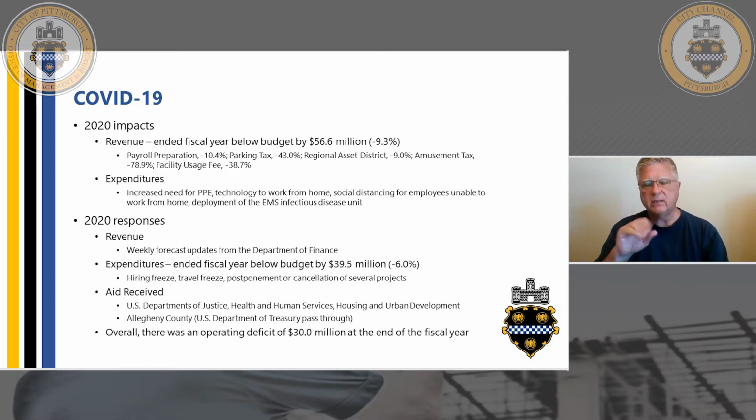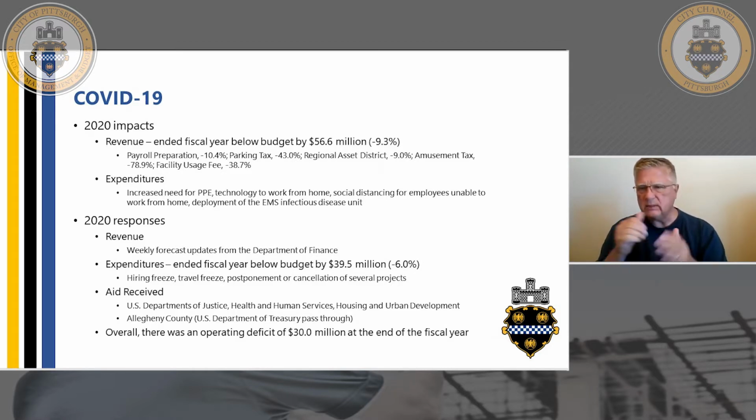On the flip side, we had an increased need for personal protective equipment. We had to spend more money on things of that nature. We had to think about getting the technology available for eligible employees to work from home where possible. We had to think about how to get social distancing for employees who are unable to work from home. And we had to deploy an EMS infectious disease unit. So these were all unexpected and unanticipated costs. They weren't part of the budget.